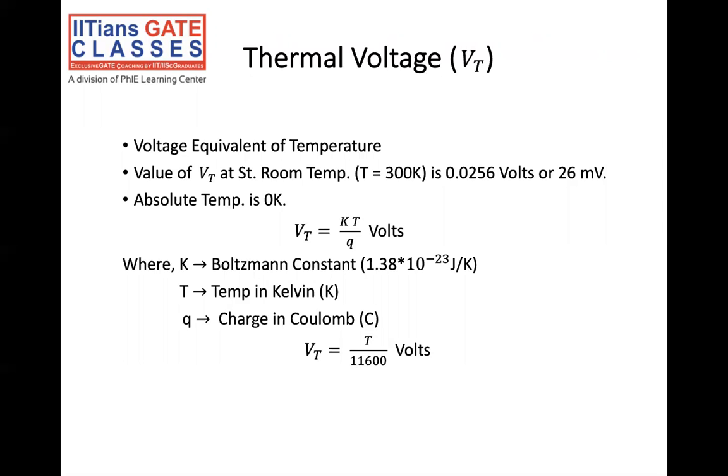At absolute zero temperature, which is 0 Kelvin, we know its value will be 0, because the Vt expression is kT upon Q. So Vt is directly proportional to the temperature, where k is the Boltzmann constant and its value is 1.38 into 10 to the power minus 23 joule per Kelvin. Temperature will be in Kelvin and charge will be in Coulomb. So in short, we can write this expression as T upon 11,600 volt. We should remember this also.